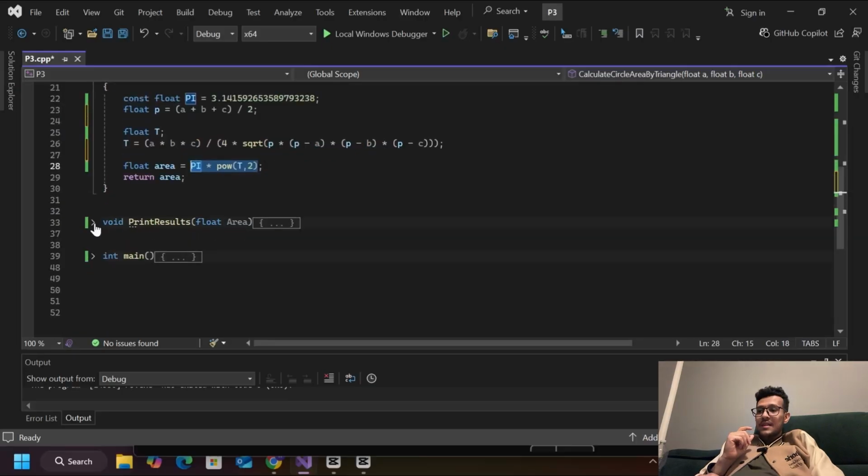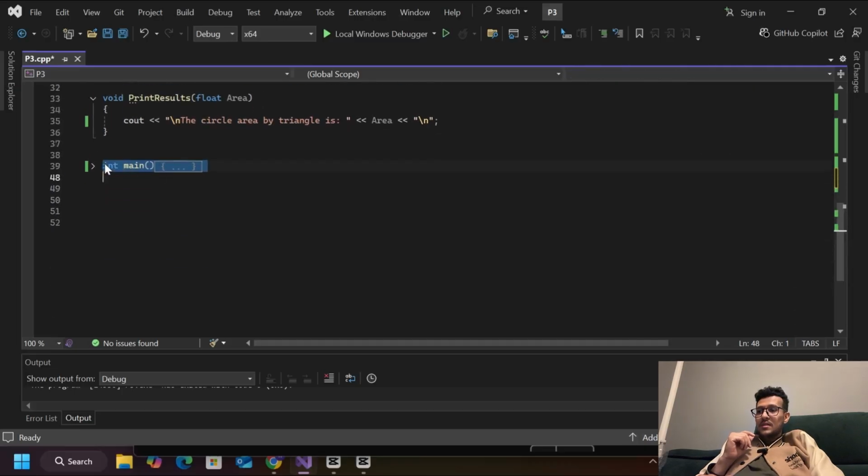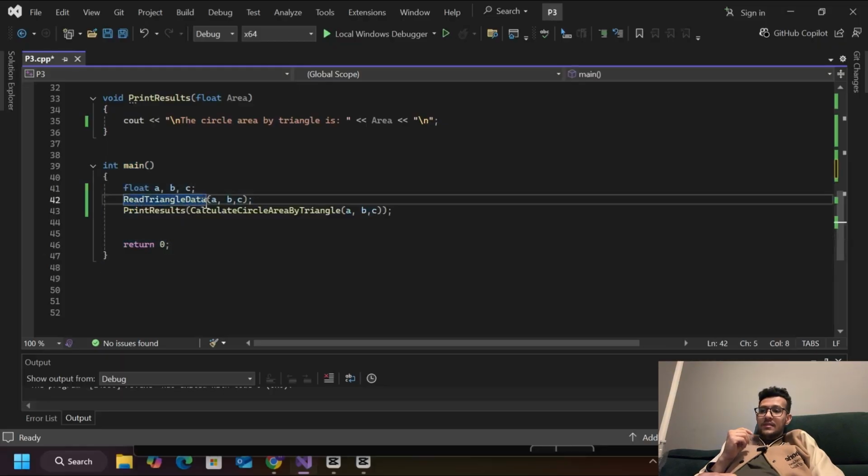After that we have the last procedure, print results: the circle area by triangle is equal to area. Here in the main function it's the same as before. We just add another variable and change the name of the function. For example, float A, B, now we have C. Read triangle data reads the data from the user through the console screen and stores it inside A, B, C variables. After that, we calculate the circle area by triangle with our function, and we print the result returned by this function.